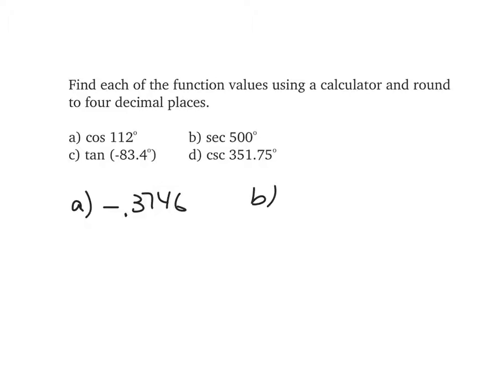B says secant 500. There is no secant button. If you look to the left of the sine button, there's a button that says x negative 1. That means reciprocal. Remember, secant's the reciprocal of cosine. So what I'm going to do is type in cosine 500 degrees, hit enter. Then I'm going to hit the reciprocal button and hit enter. And I get this right here, negative 1.3054.